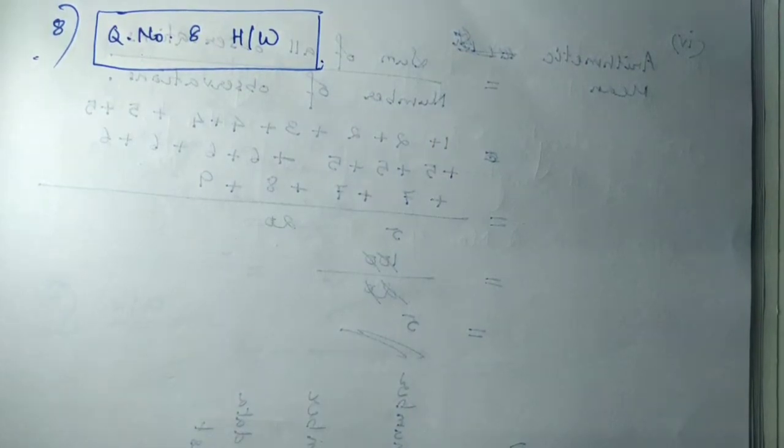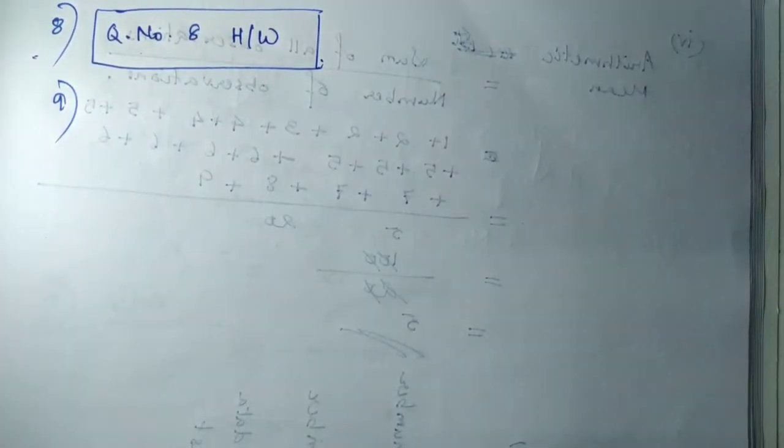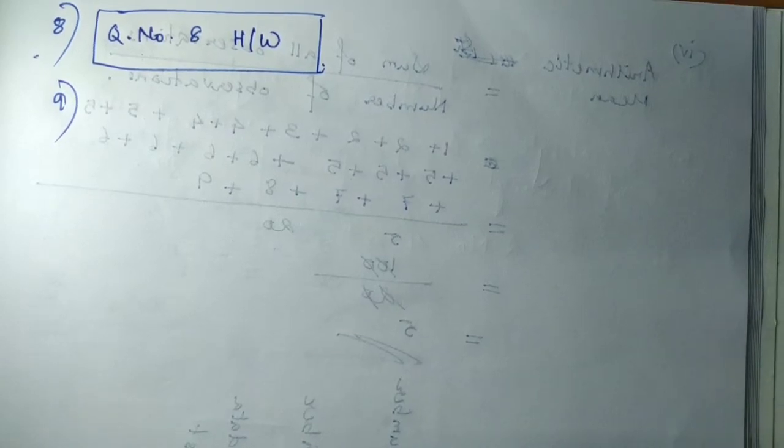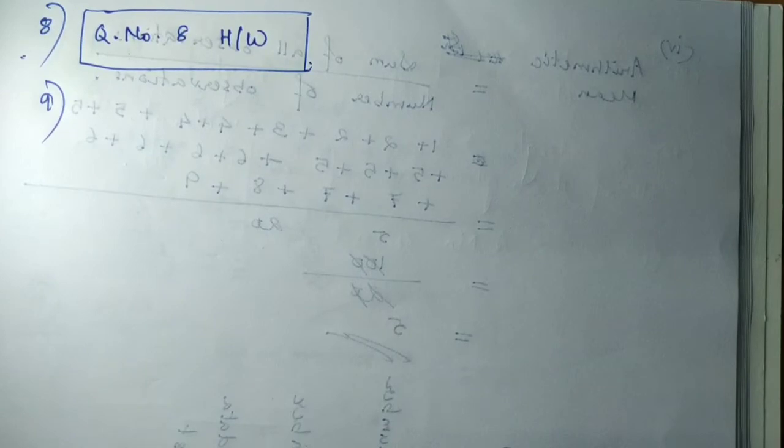Now we'll do the last sum of the exercise, that is question number 9. Let's see what is given. The heights of 10 girls were measured in centimeters and the results are as follows. And then you have 5 questions here. The heights are not given in a properly arranged way, whether in ascending or descending order, they are just given in a random way.